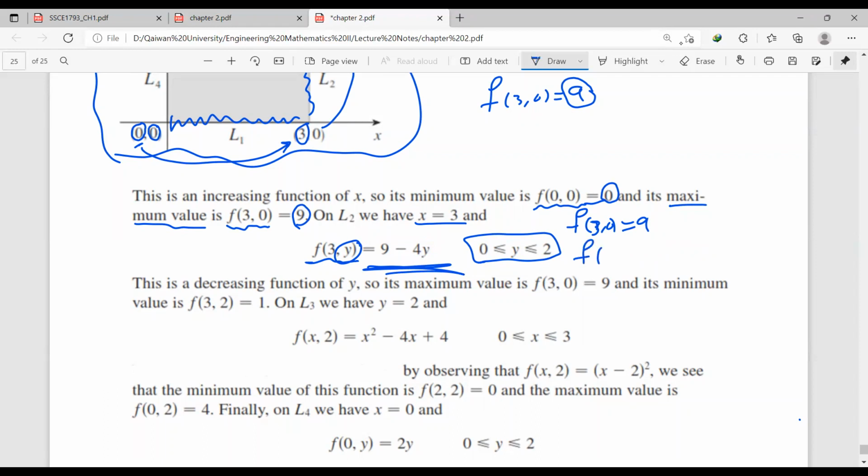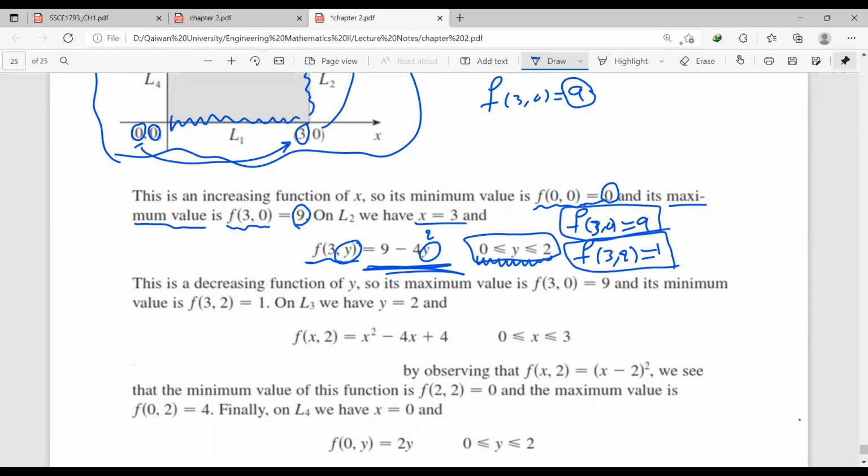F of 3 and 2, how about this one? If you replace y by 2 here, since we say y is changing from 0 to 2, that means we get 9 - 4 times 2. 4 times 2 is 8. So 9 - 8 is 1. That means f of 3 and 2 is 1.